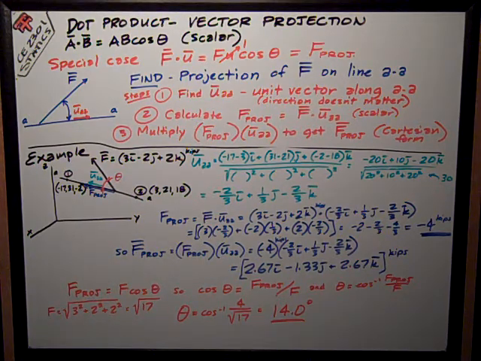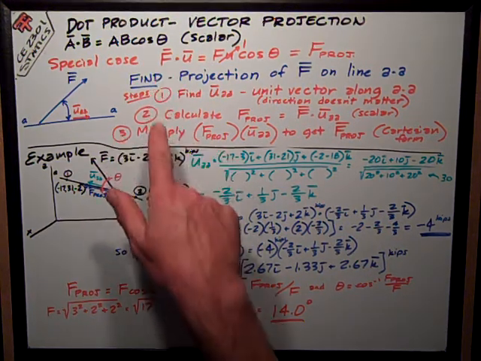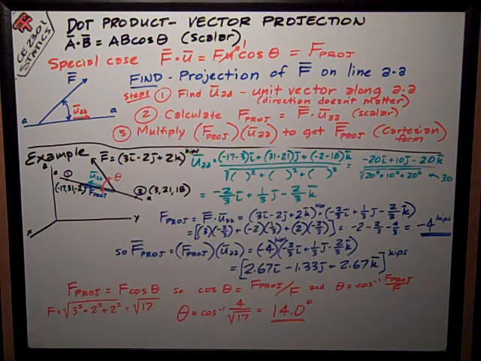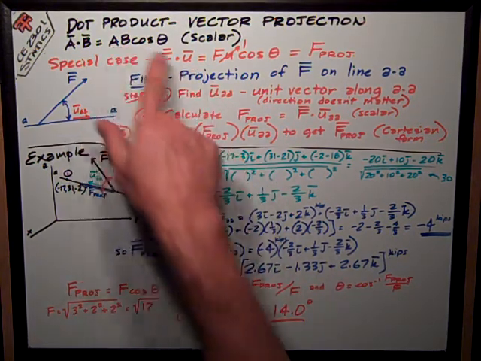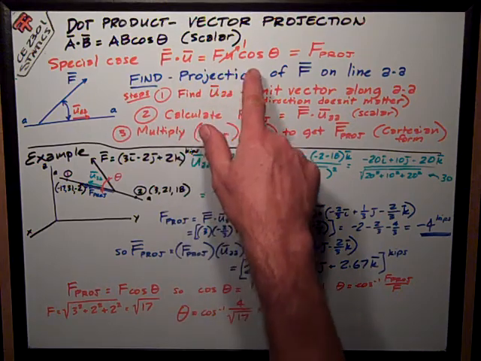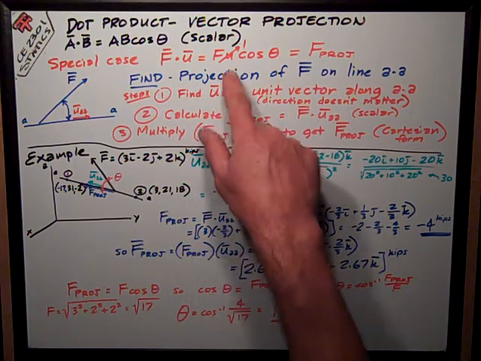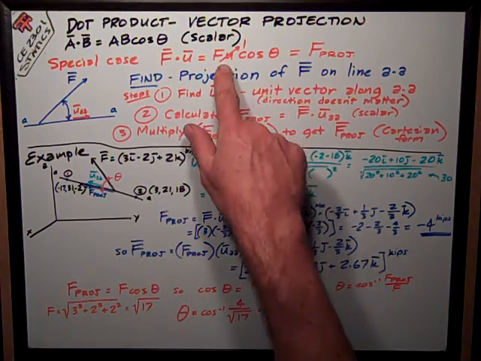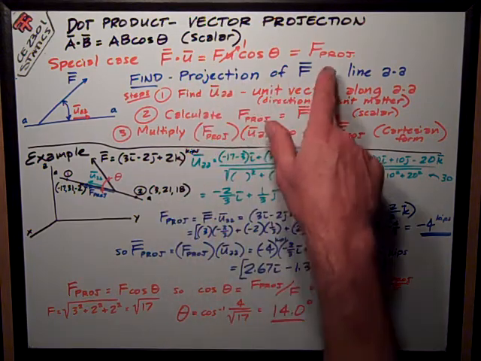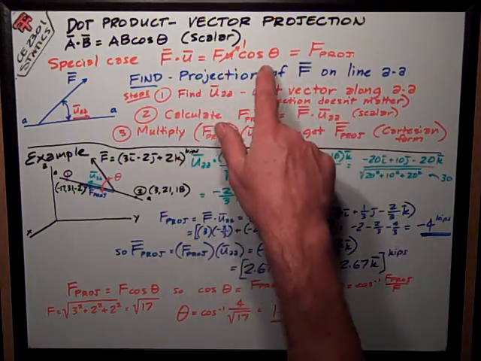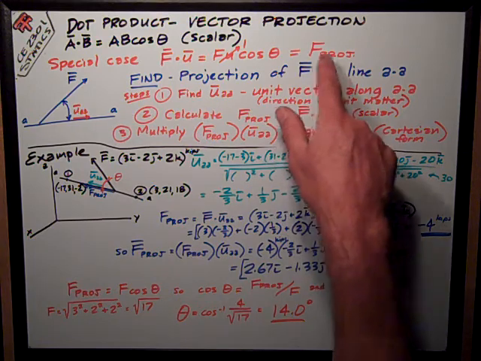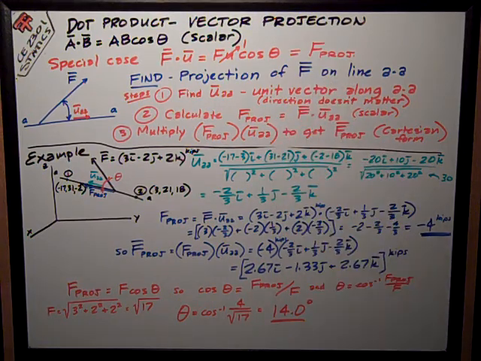We have a special case that we're going to use here for projections, where if we dot a vector F with a unit vector U, following this equation up here, it's F U cosine theta, but the scalar value of U is 1, so it simplifies out to F cosine theta, which we're going to call F projection, the scalar value of the projection.